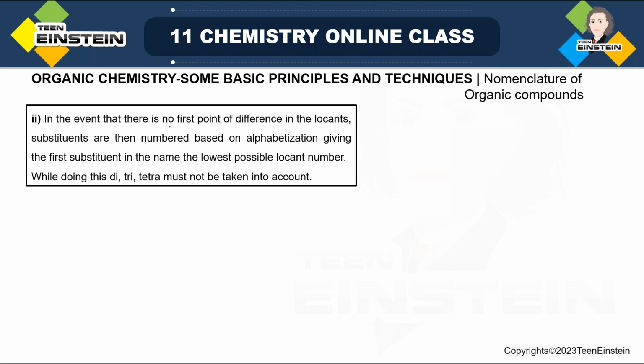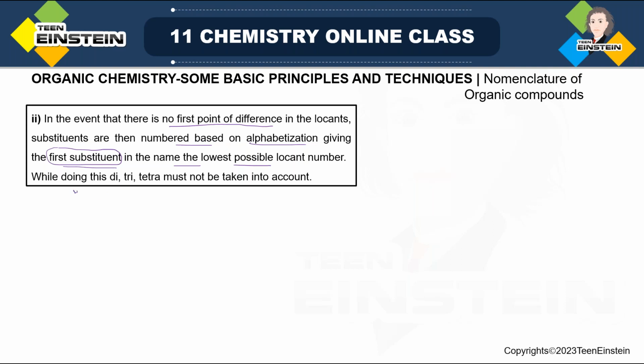In the event that there is no first point of difference in the locants, substituents are then numbered based on alphabetization, giving the first substituent in the name the lowest possible locant number. Now, how to choose which will be the first substituent in the final IUPAC name? For that, you have to consider alphabetical order.